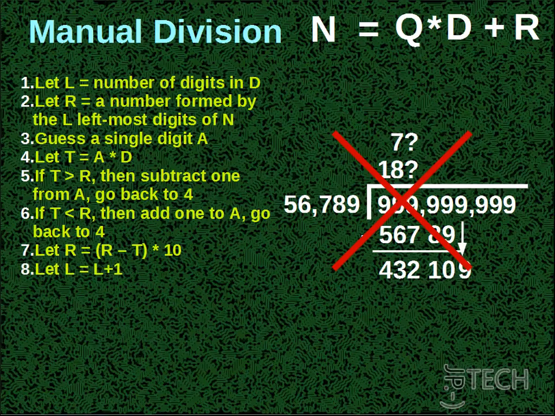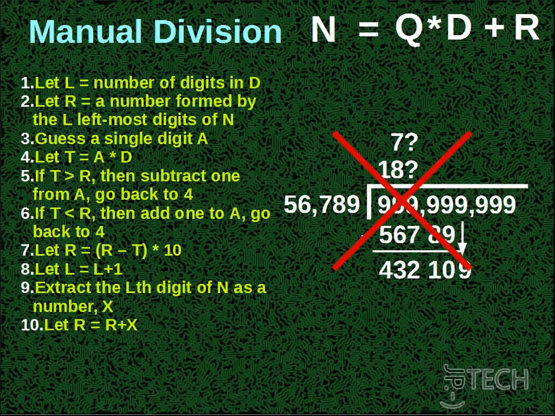We then grab the next digit of n by adding 1 to L, which was our length, which is now 6, and grabbing the 6th digit of our numerator. We add that digit to our previous result, and then repeat the process until we have an answer. Let's look at some of the complexities.